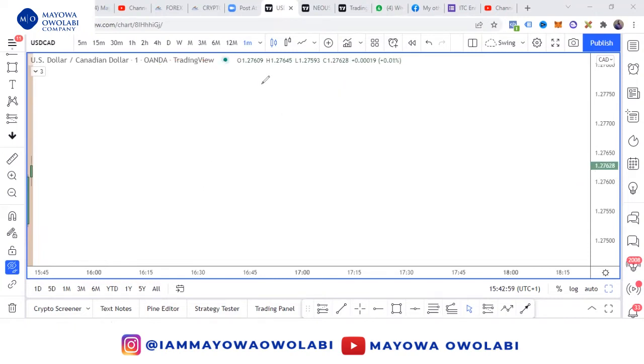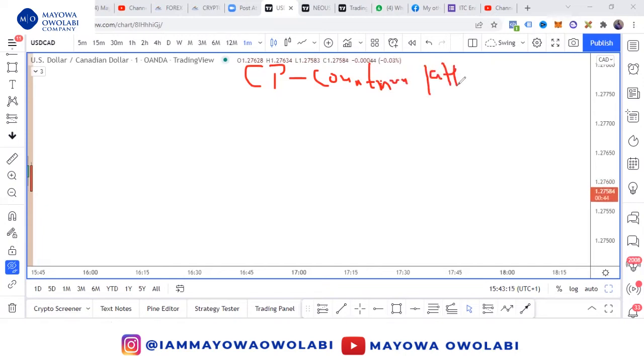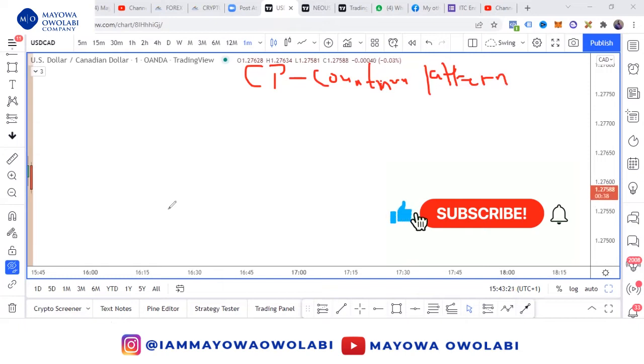So what are CPs? CP means continuation pattern. It means that a trend has been initiated, and because that trend is currently running, we can now trade the pair. Good. So what forms a continuation pattern?